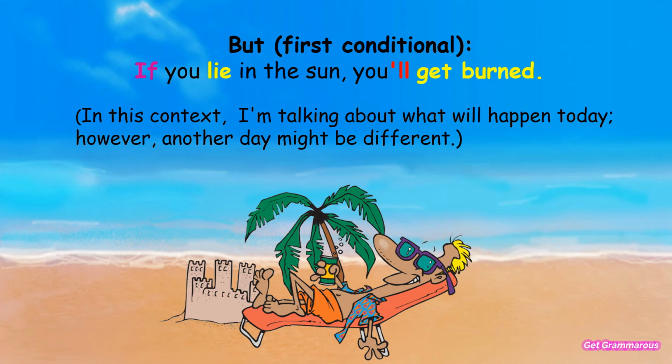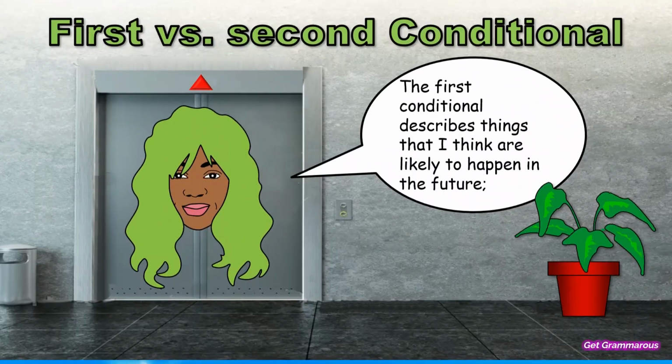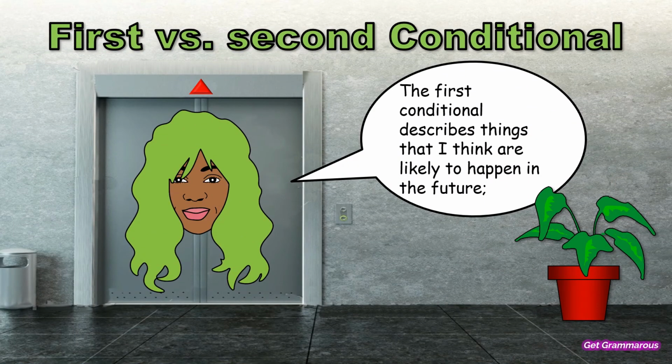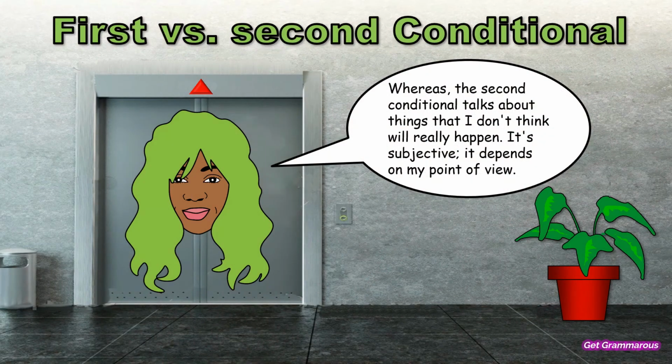How is the first conditional different from the second conditional? Remember, the first conditional describes things that I think are likely to happen in the future, whereas the second conditional talks about things that I don't think will really happen. So, the second conditional is highly subjective. It depends on my point of view.